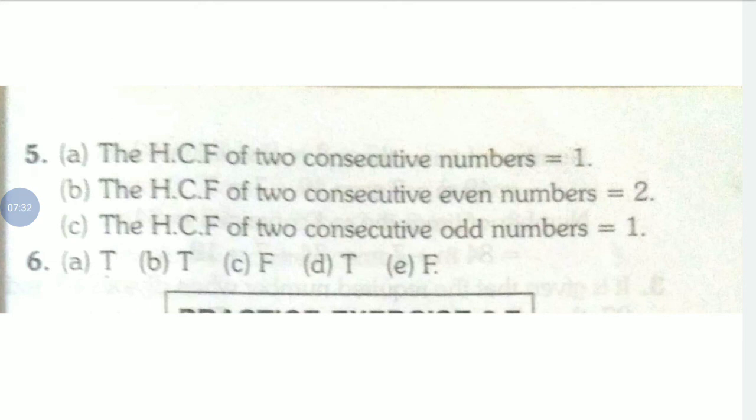Then D, the HCF of two consecutive even numbers is 2. This we have seen just now, so definitely it is true. Then E, the HCF of two consecutive odd numbers is 2. No, it will be 1. So that is false.